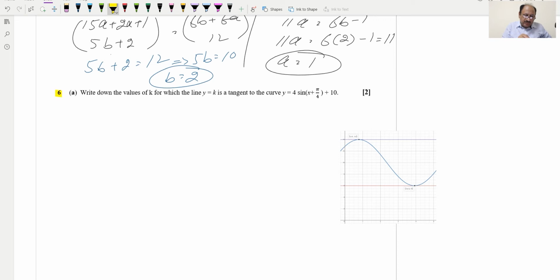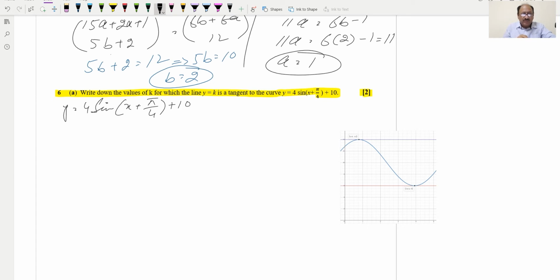Now the question number 6, write down the values of k for which the line y is equal to k is tangent to the curve. This equation is given, this is 2 marks, and this one I have inserted for your explanation. I will explain in a while. And the equation which we got is y is equal to 4 sine of x plus pi by 4, and this will be plus 10 also.